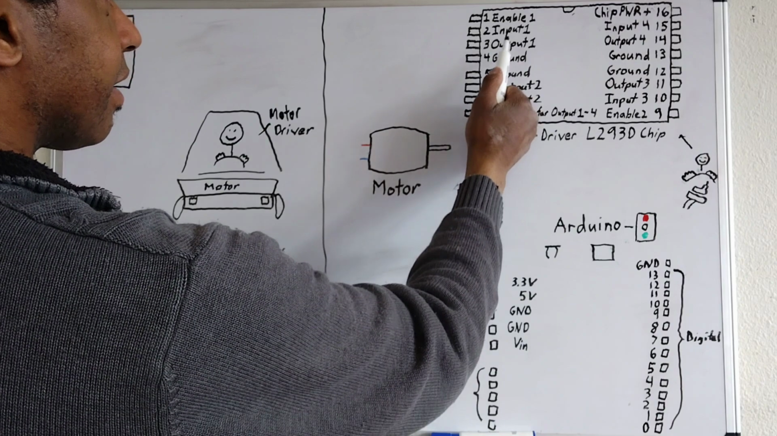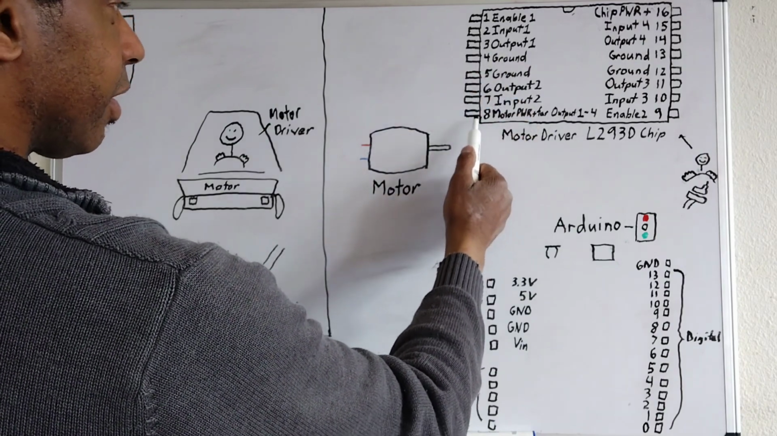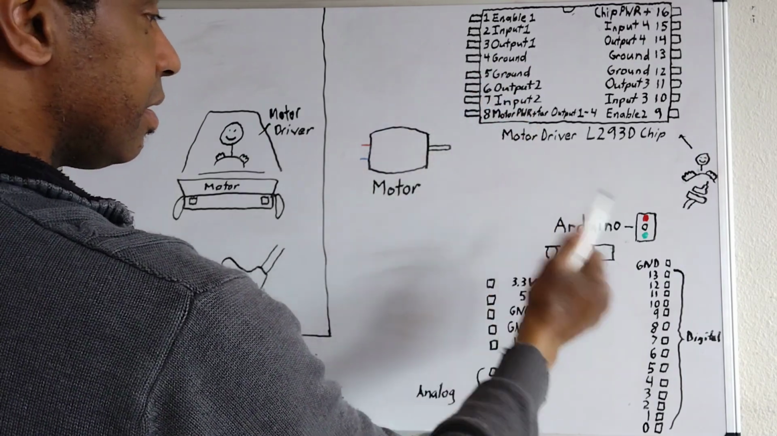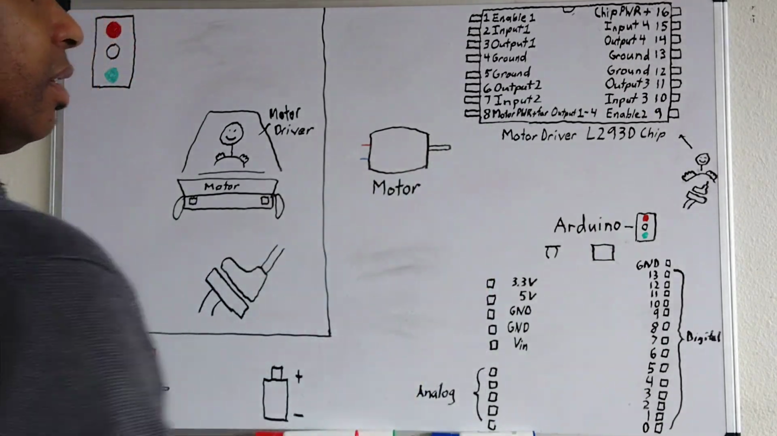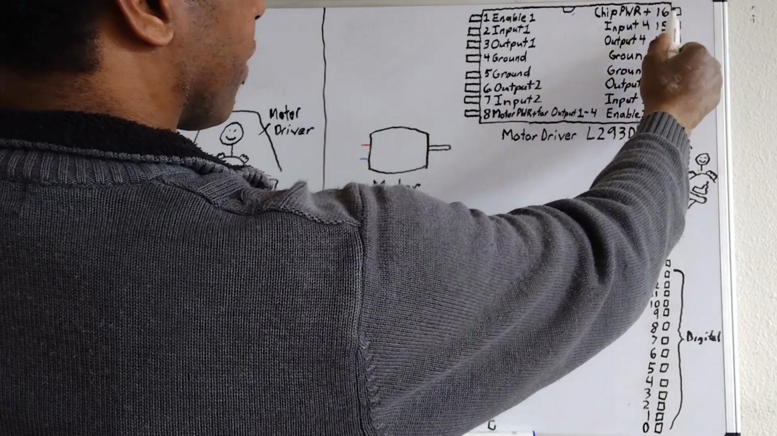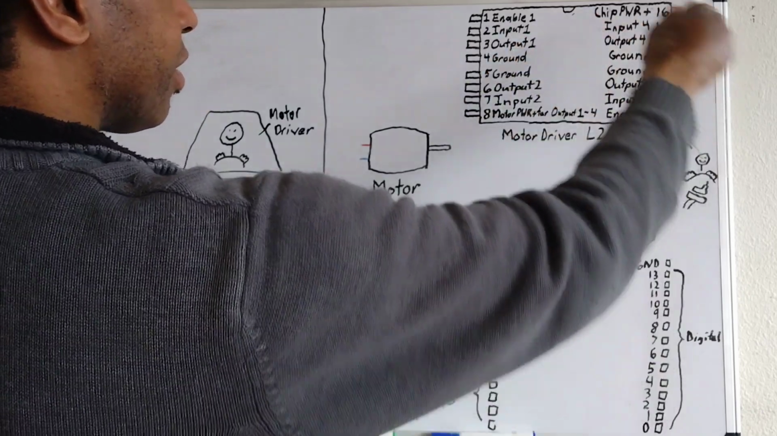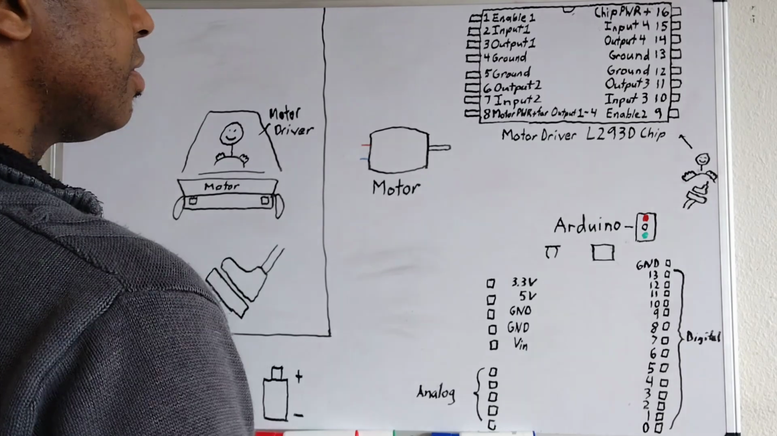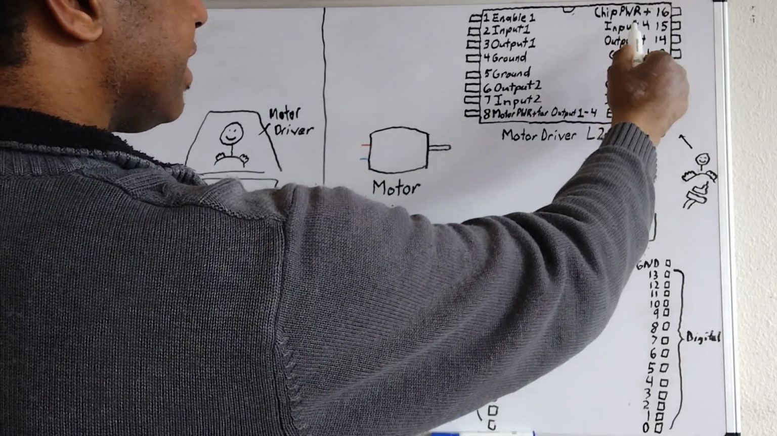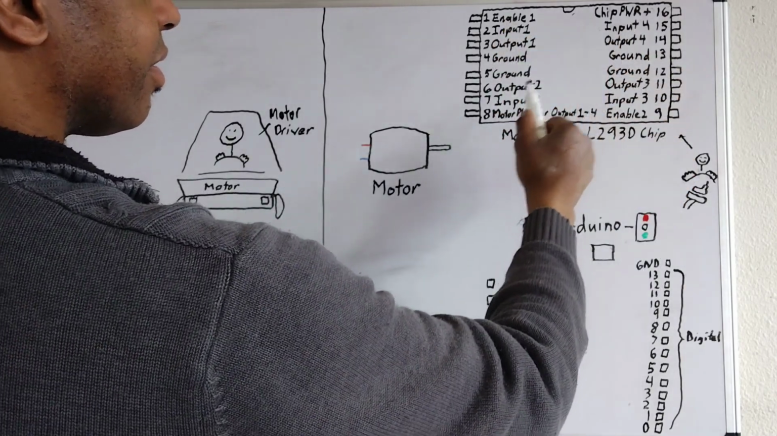These two outputs have to come from somewhere, and it comes from basically input to pin 8. Chip power for pin 16 is the power for the whole chip. The chip itself needs power. And then the rest is a copy of this side, okay?